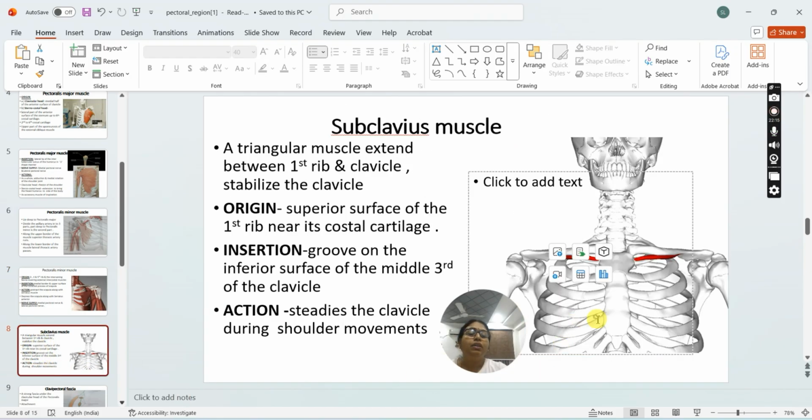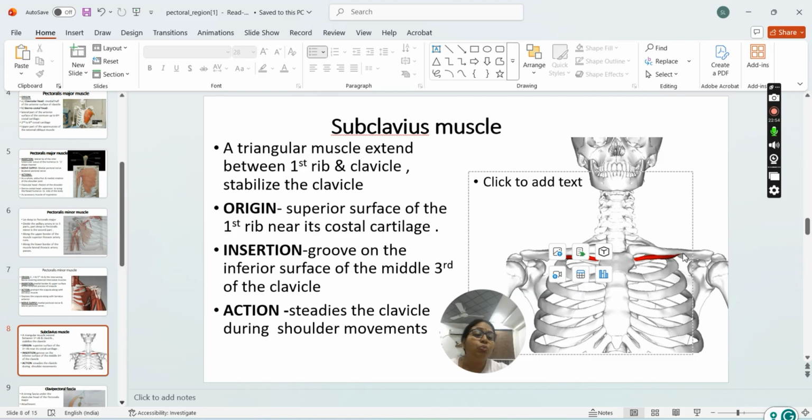Subclavius is a small muscle which takes origin from the superior surface of the first rib near its costal cartilage, goes upwards and laterally and inserts onto the groove on the undersurface of the clavicle. This groove is called the subclavian groove. So it takes origin from the first rib and inserts onto the undersurface of the clavicle on the subclavian groove. It's a tiny muscle which helps to stabilize the clavicle.